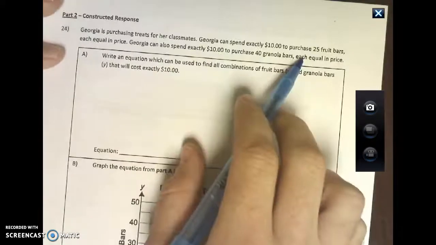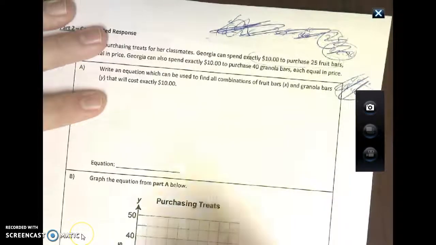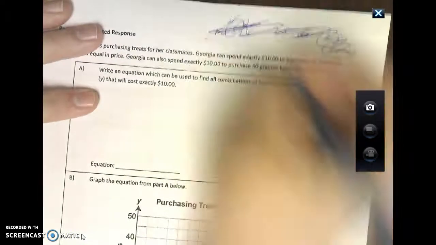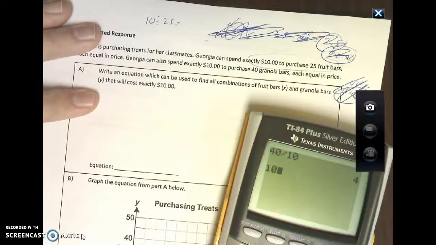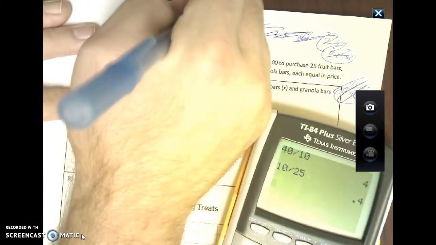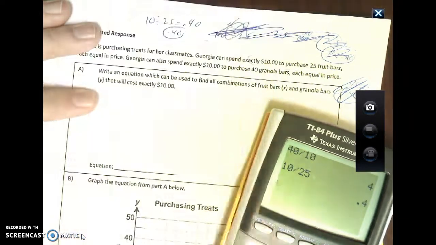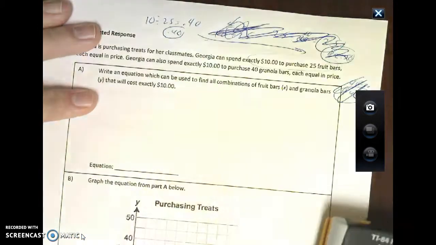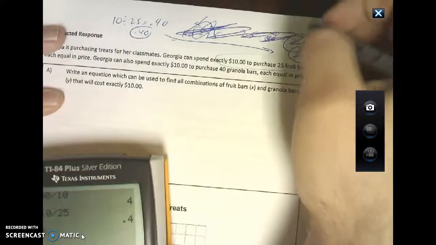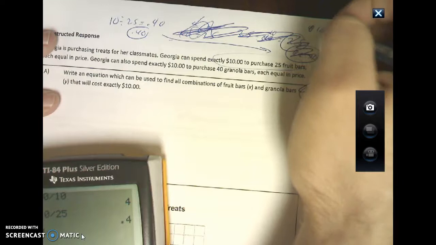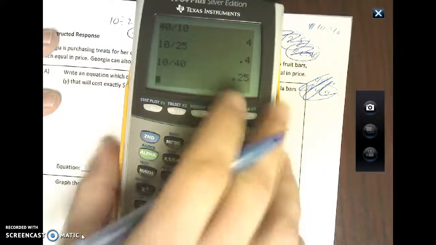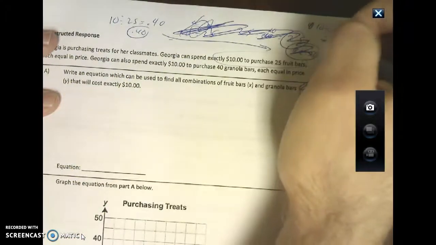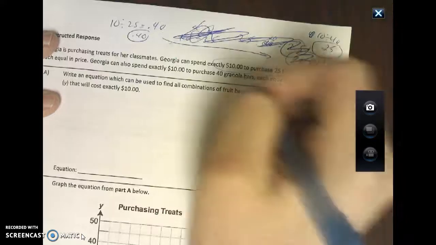Well, first you got to figure out what the cost of a fruit bar is and what a granola bar is. Okay, so what I can do here is I can say $10 divided by 25, if I want to find the fruit bar price. So 10 divided by 25 gives me 0.4, which means 40 cents per fruit bar. Okay, now if I do the same thing over here, I could do 10 divided by 40. We're looking at 0.25. That means it's 25 cents per granola bar.